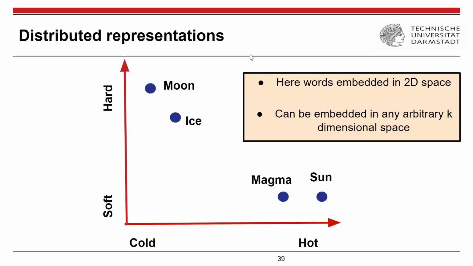So as an example, this is a two-dimensional space, a toy space that has been given for illustration purposes. You can see that this space has the dimensions mean temperature and hardness. So you have cold to hot and soft to hard. And you will see that words of similar meaning and similar characteristics are close in space, that is magma and sun. And words like moon and ice are also close in space, which have similar characteristics.